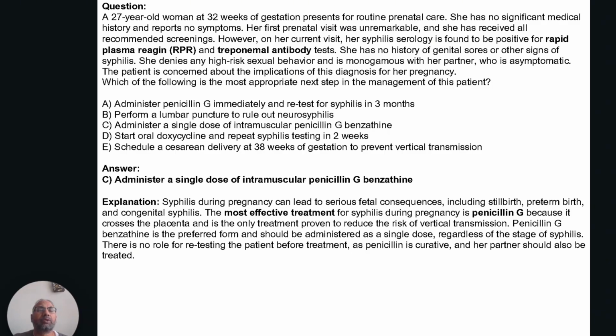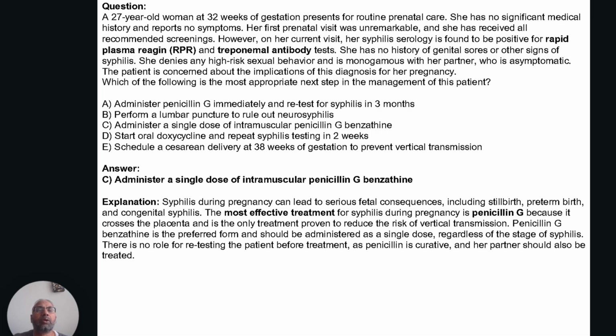Okay, coming to the question on syphilis, which of the following is the most appropriate next step? Again, here the same question. The question is basically asking about a patient who has been diagnosed with syphilis. So let us just read this question.